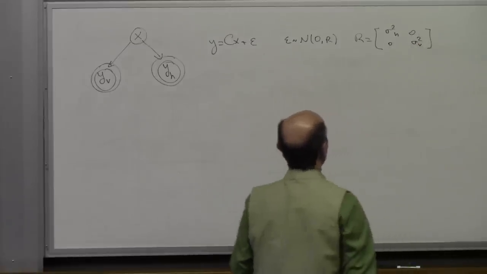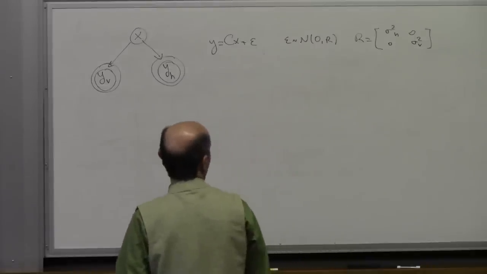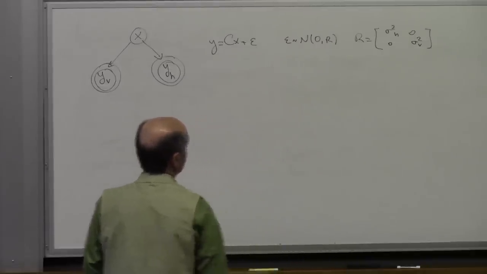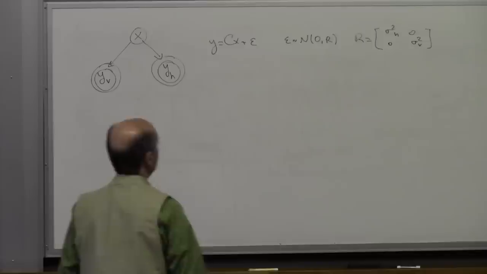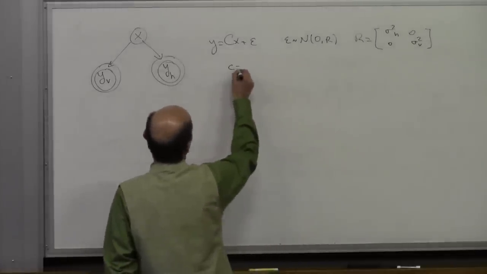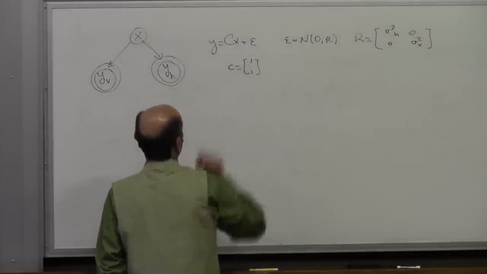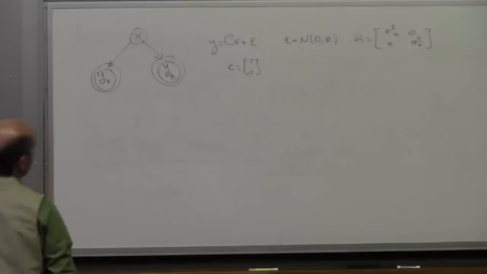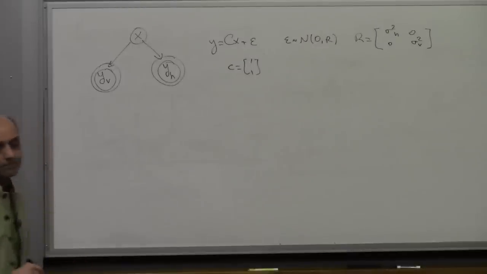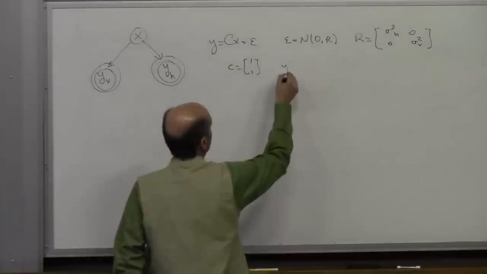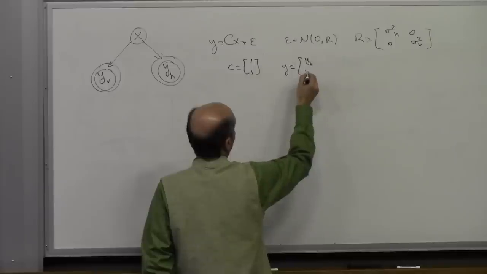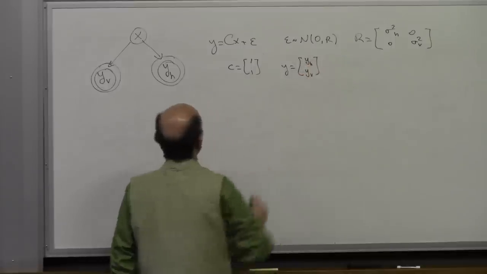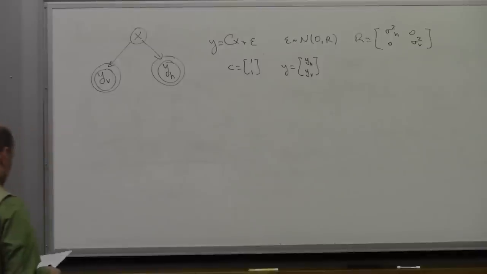It's a one-dimensional problem. And I have a variance associated with my sensors, sigma squared H, and a variance associated with my vision, sigma squared V. C is the 1, 1 vector. Okay. So Y, my measurement, is a 2 by 1. My haptics and my vision.